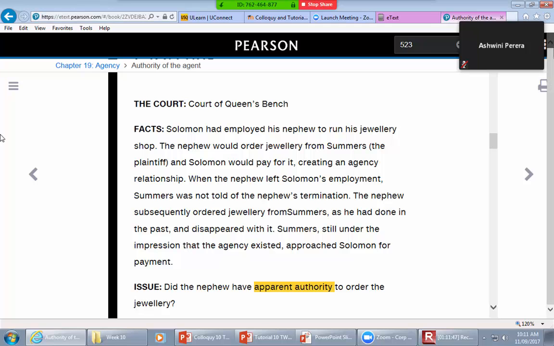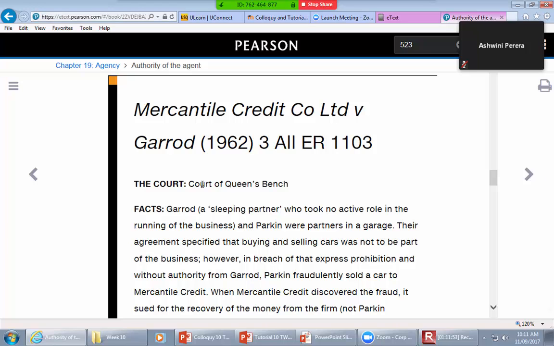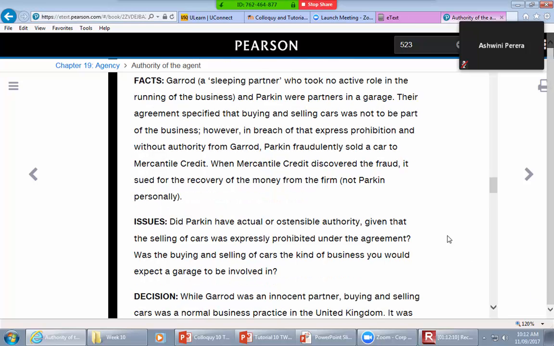Mercantile Credit and Garrod. So we're just going to finish soon. 1962, it says, Garrod, a sleeping partner. What does that mean, a sleeping partner? Who took no active role in the running of the business. That's what it means. So I could put money into the business as a partner in a partnership, but I'm not involved in managing the partnership. So Garrod and Parkin were partners in a garage. I put money, you put money, together, partnership in this garage.